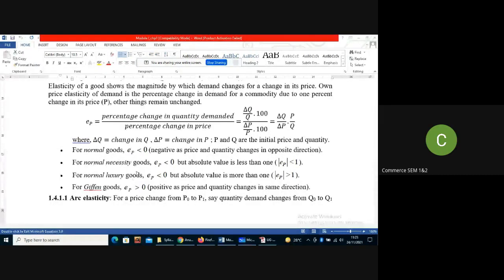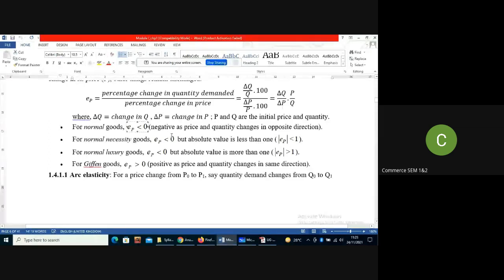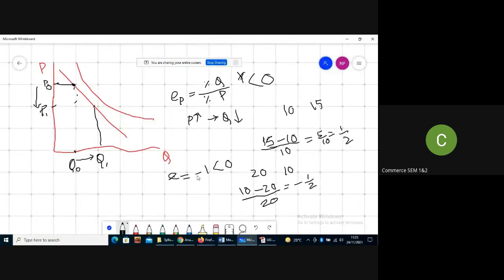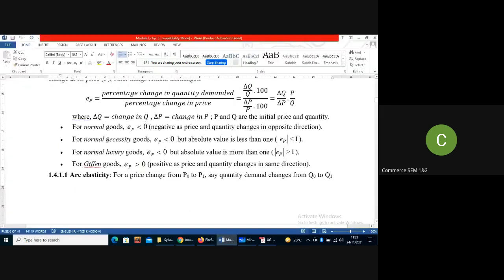Next is for normal necessity goods. For those goods, the absolute value is less than 1, but elasticity will be negative. Absolute value means that if I ignore the negative sign of the elasticity value, we call it the modulus value, mod E. For normal necessity commodities, say rice or wheat, it will be negative, but the absolute value will be less than 1.